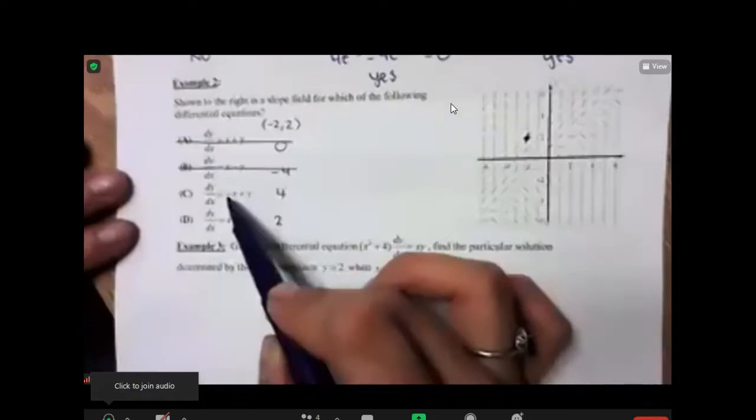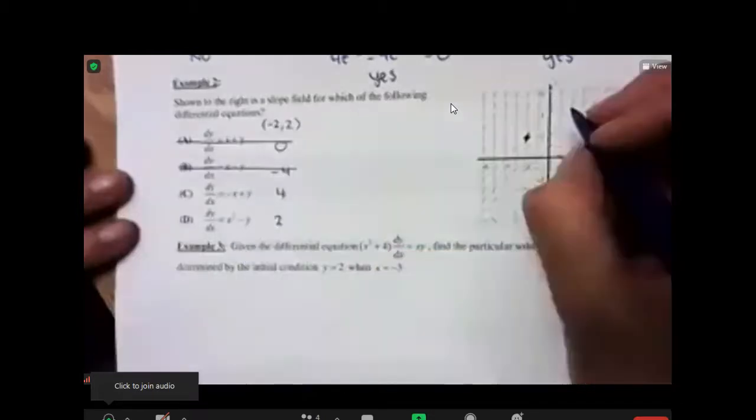So we could do this again and try to determine if it's C or D. What you would want to do for C is that's dy dx equals negative x plus y. So maybe we pick a point where we have 2 positives now. So maybe I pick 2, 2. And what I notice here is that the slope is 0.